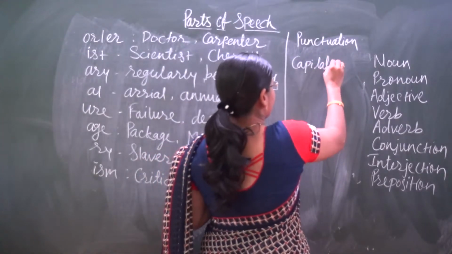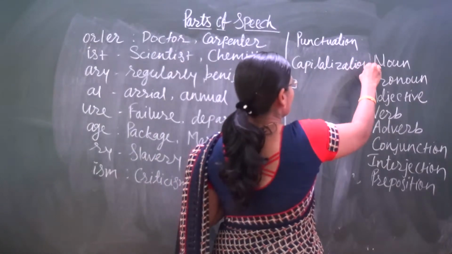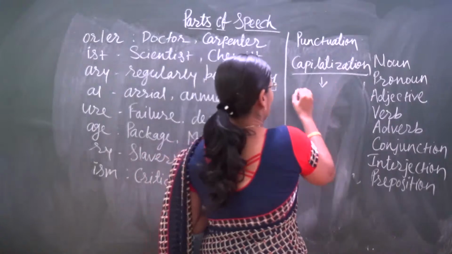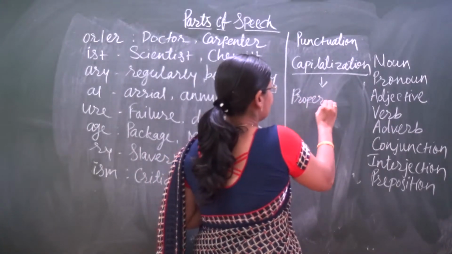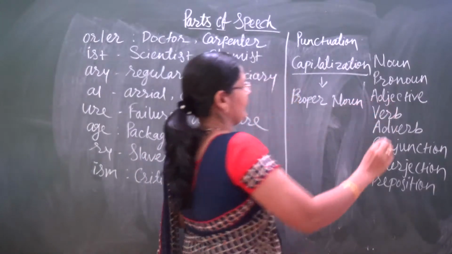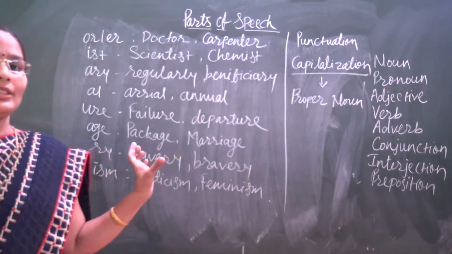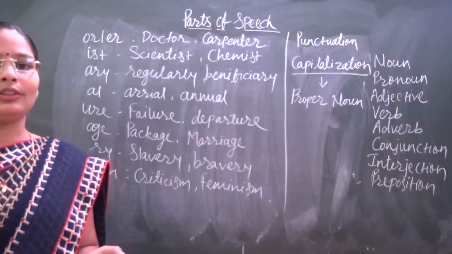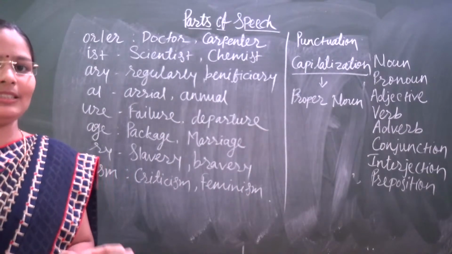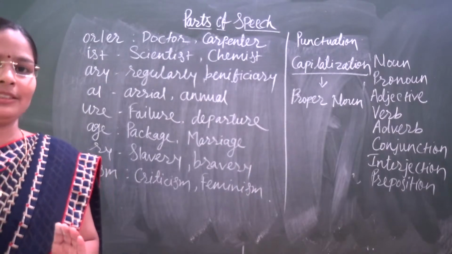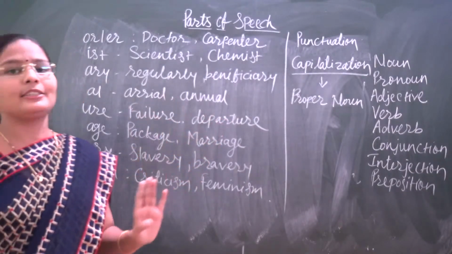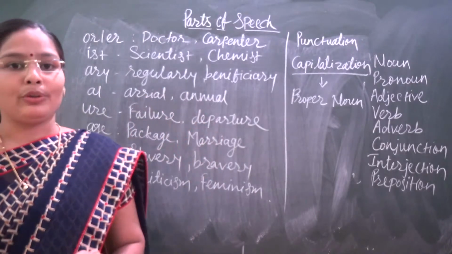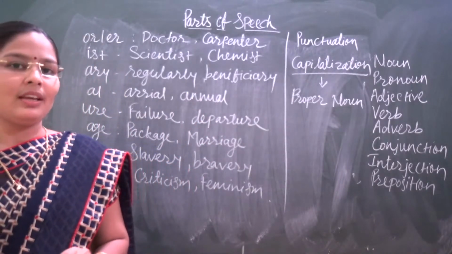Capitalization. We know that nouns are always capitalized, but which nouns? Only proper nouns are always capitalized, not the remaining nouns. What you are doing is just finding the nouns in the sentences and capitalizing all of them. That is a very wrong method. You should only capitalize the proper nouns. So you must remember this about capitalization in the noun.